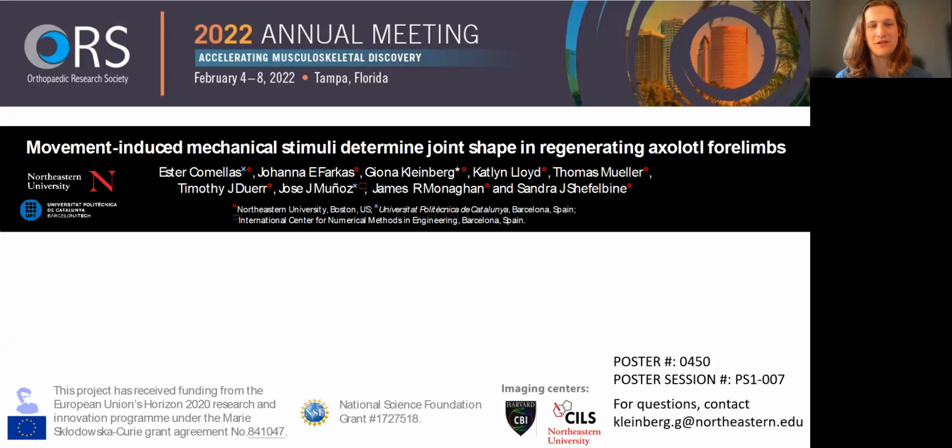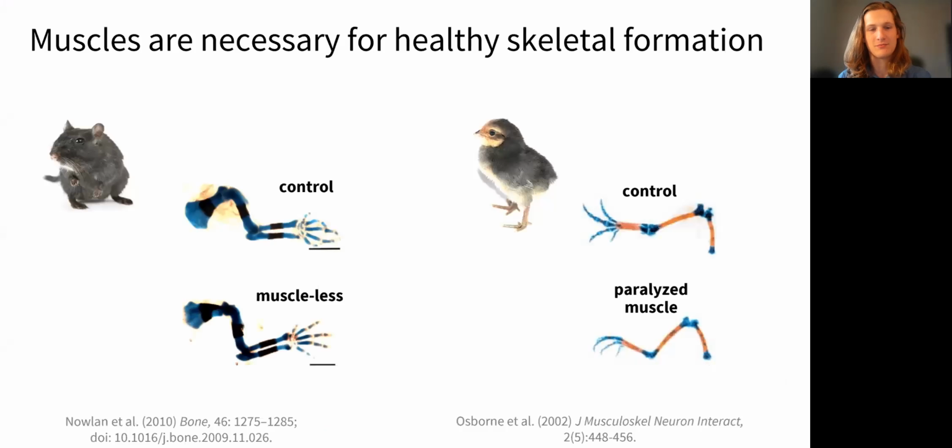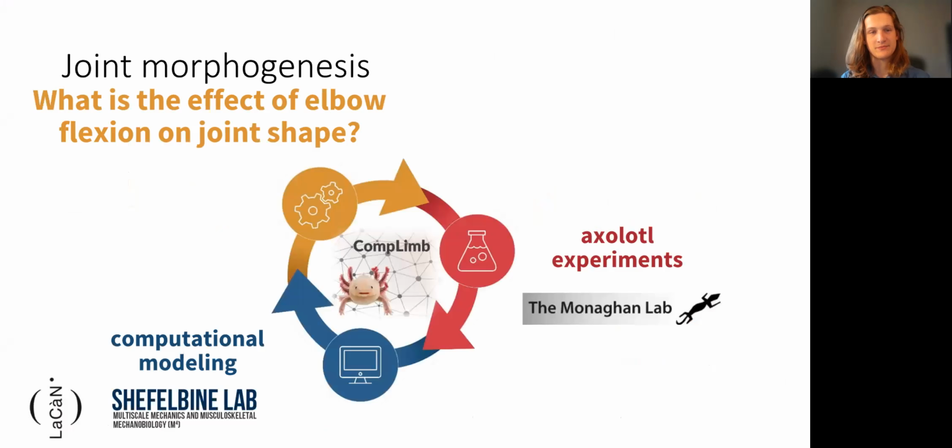This poster looks at movement-induced mechanical stimuli and how they determine joint shape in regenerating axolotl forelimbs. Previous studies have shown a necessity of muscles in order to form healthy skeletal structures. These studies show that movement-induced mechanical stimuli are critical for proper joint formation, but less is known regarding the mechanisms of how this actually works.